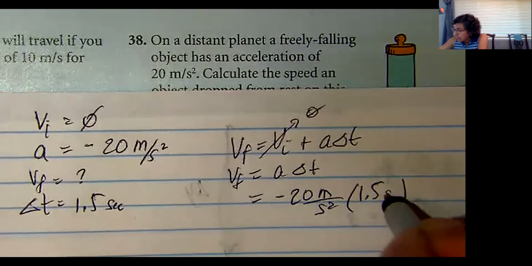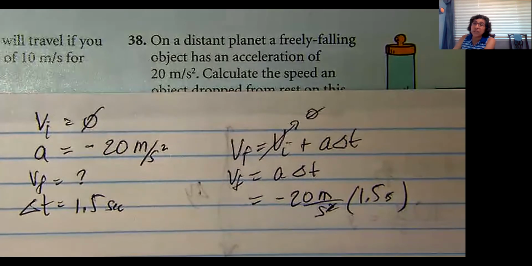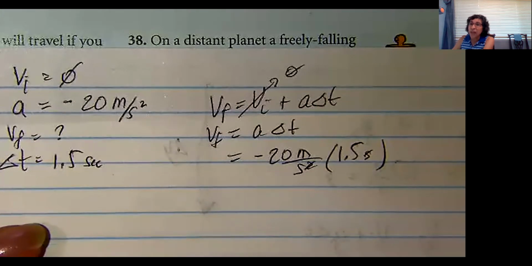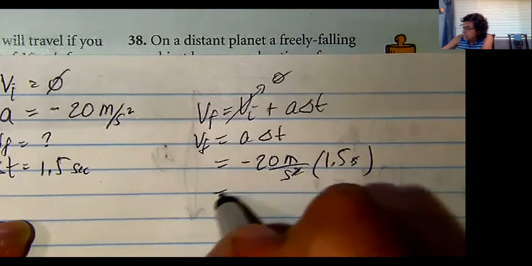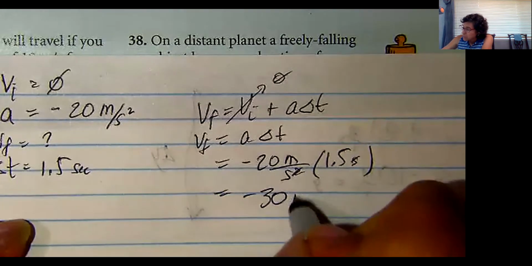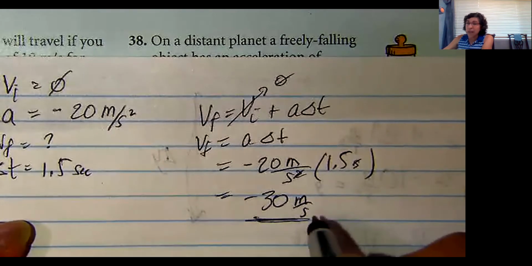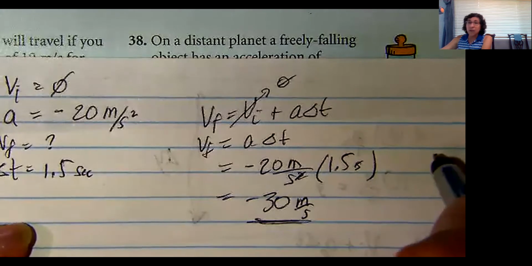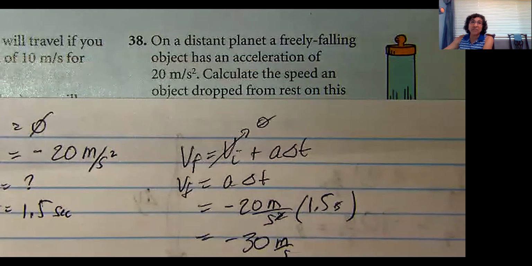One of my seconds cancels out. And I have 20 times 1.5. So that's 20, and then half of 20. It's going to give me negative 30. You can use your calculator to prove this. Meters per second. And yep, it's negative because my object is falling down.